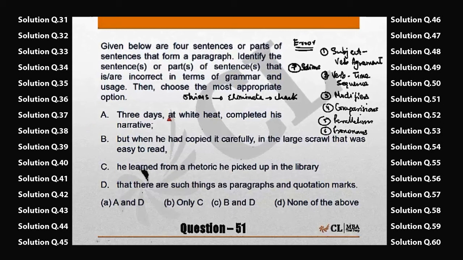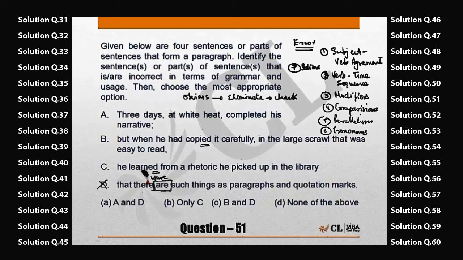A says: Three days later Whitehead completed his narrative, but when he had copied it carefully in the large scroll that was easy to read. D: See, he learned from rhetoric he picked up in the library that there are such things. So one is tense. It should be where. Learned, copied. So that is an obvious error. So therefore you know that D is incorrect.